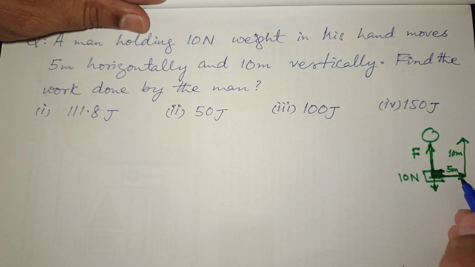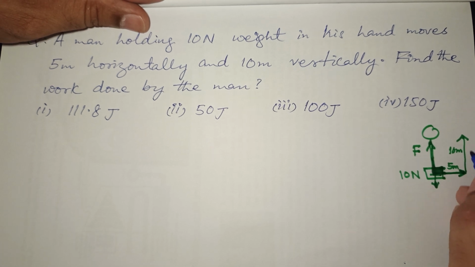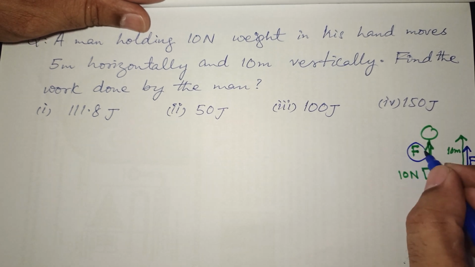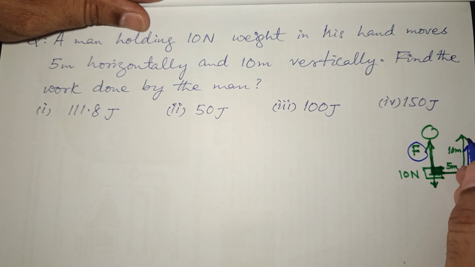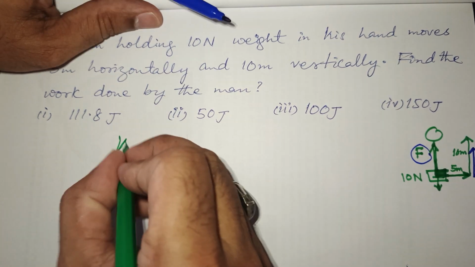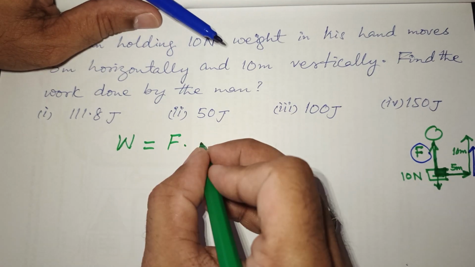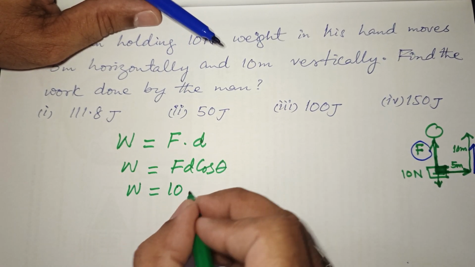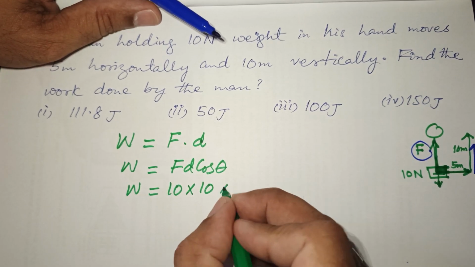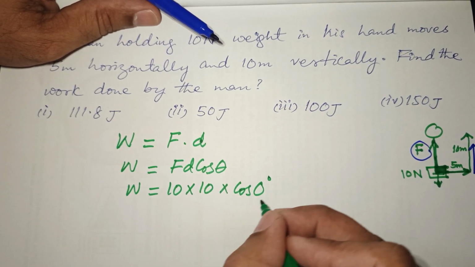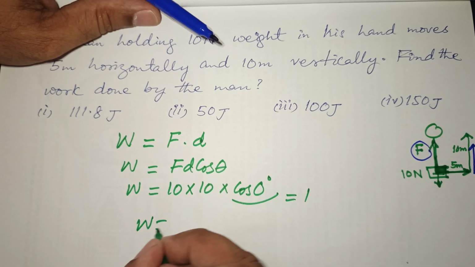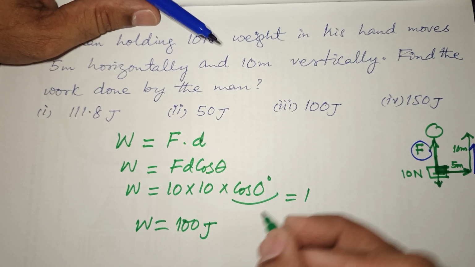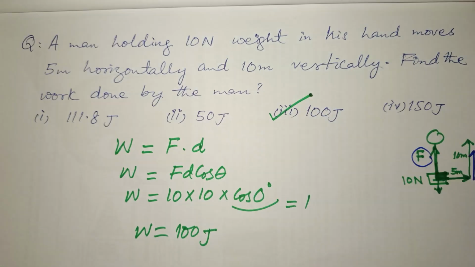In the second case, we can see that the direction of force is this one, as over here, and the direction of displacement is also in the same direction. The work done, which equals F dot D, we can write as FD cos theta. F is 10, displacement is also 10, and theta is 0 degrees. Cos 0 degrees equals 1. So W equals 100 joules. This is the correct option. Move to the next one.